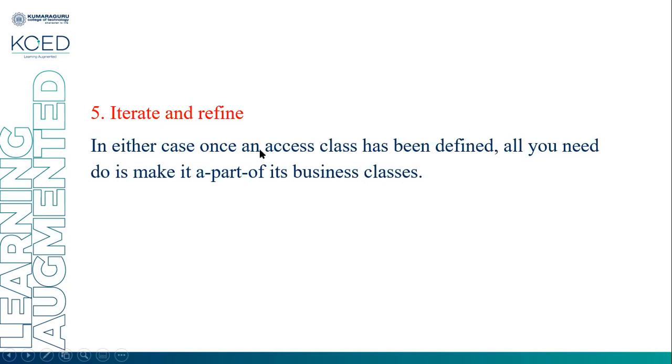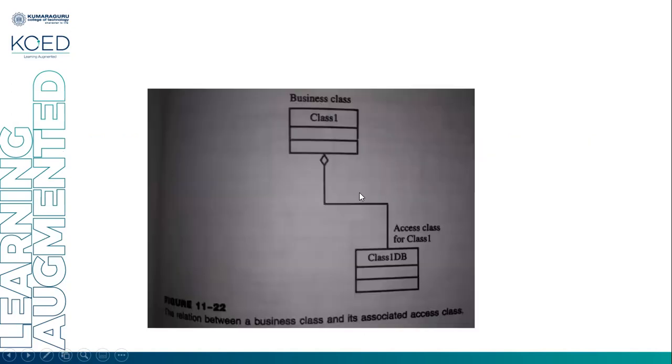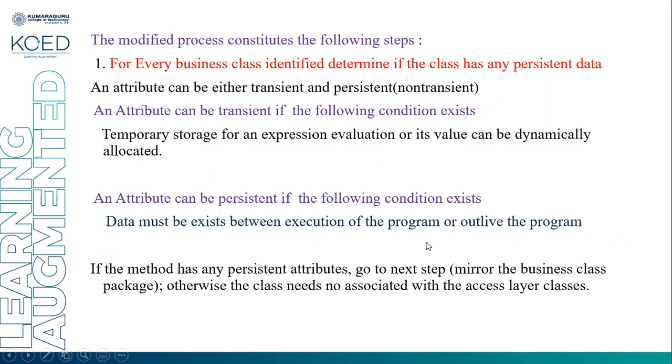In either case, if an access class has been defined, all you need to do is make it a part of the business class. Iterate and refine. And this diagram shows the business class and access class relationship. The relationship between the business class and access class is shown here. A business class contains an access class as its part. Okay, before we close, we will see the steps once again.